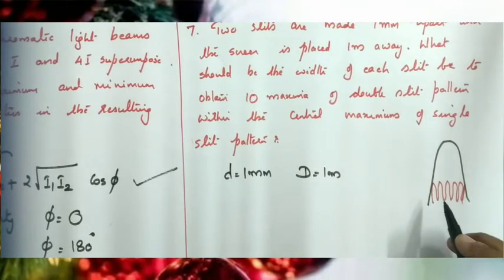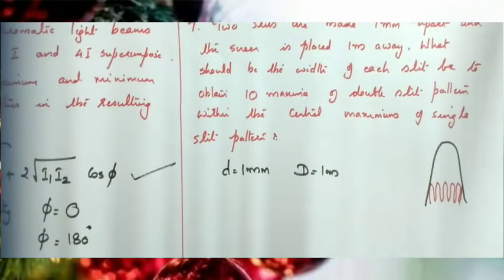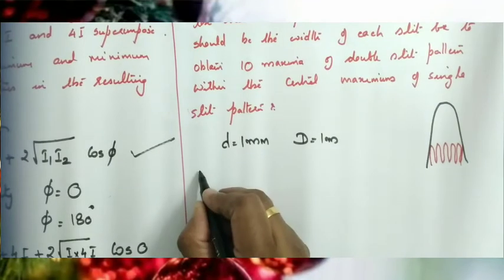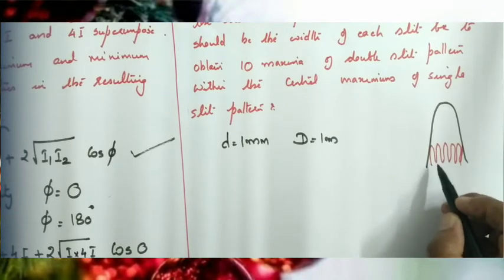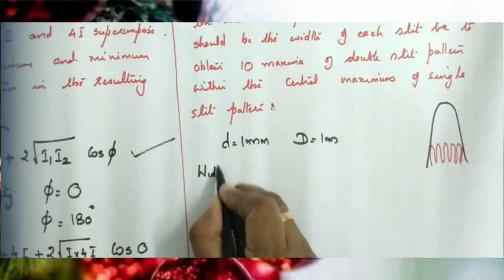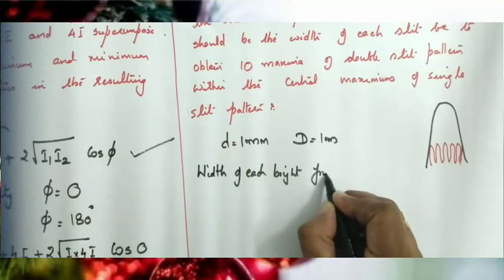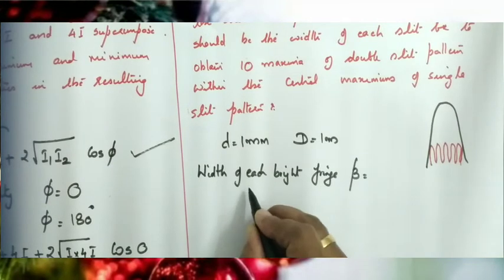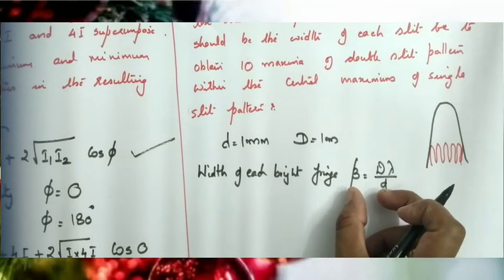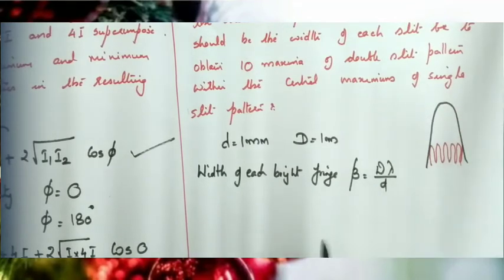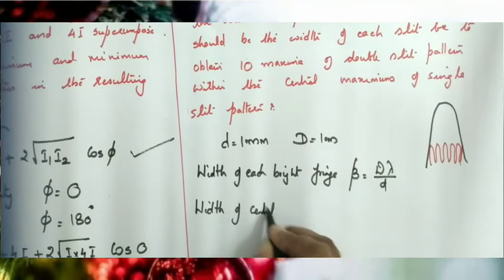Now if the central maximum consists of 10 bright fringes, we have to find out the width of the single slit. Okay children, so from the question we can write the width of each bright fringe. In the case of interference pattern, the bright fringe and dark fringe widths remain the same. The width of each bright fringe is lambda D by d. So how many such bright fringes are contained in the central maximum? 10 bright fringes are there, isn't it? So what is the width of the central maximum?